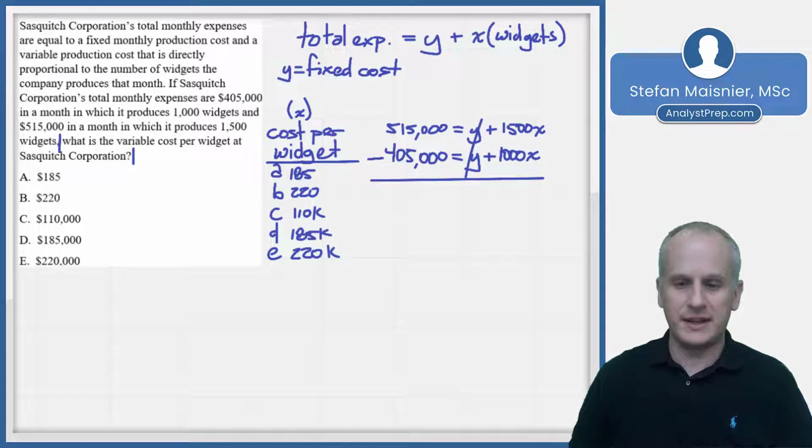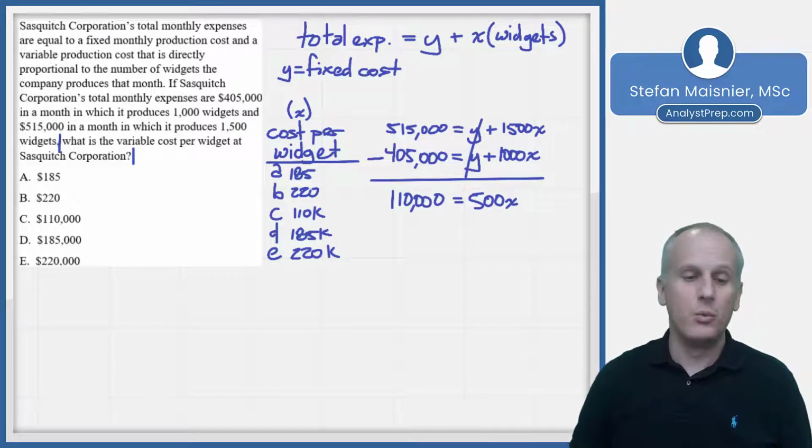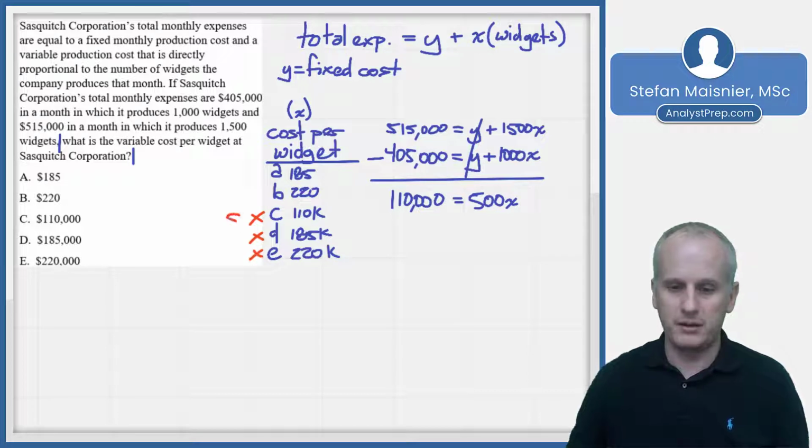And 515,000 minus 400,000 is going to give me 115,000. Minus 5,000 will give us 110,000. And that is going to be set equal to our 1,500x minus 1,000x, which leaves us with 500x. And sure enough, at this point, we know that all of the 100,000 options are way too big for our possible variable x. So we can get rid of all of those even if we got stuck at this moment.